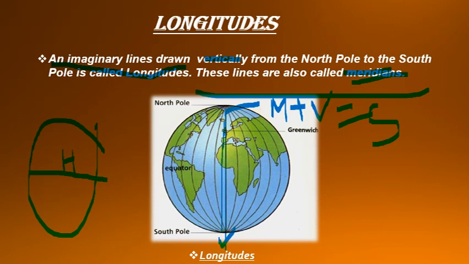Now let's come to the Greenwich. Greenwich divides the earth into the Eastern Hemisphere and Western Hemisphere. So those are the examples of longitude. Okay.